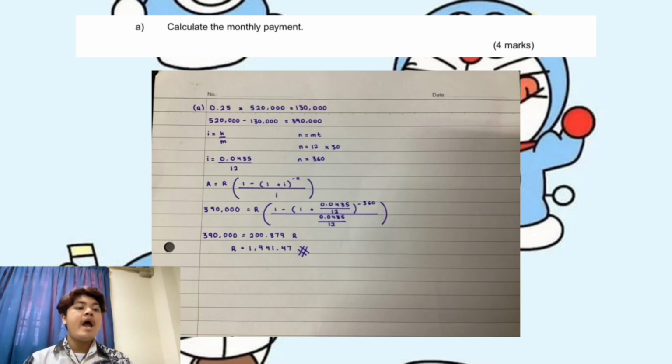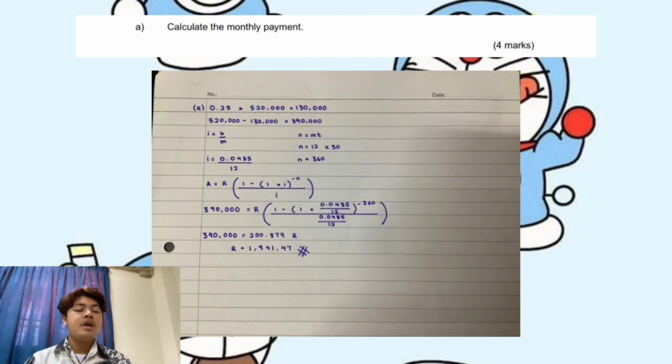Next, you need to use the N formula. As we know, M is 12 and T represents time, which is 30 years. So 12 times 30 is 360. Therefore, N equals 360. Lastly, you need to do the calculation using this formula: A equals R, 1 minus in bracket 1 plus I to the power of negative N, over I. A represents 390,000, which is the remaining balance after he pays the down payment of the house. We need to find R.